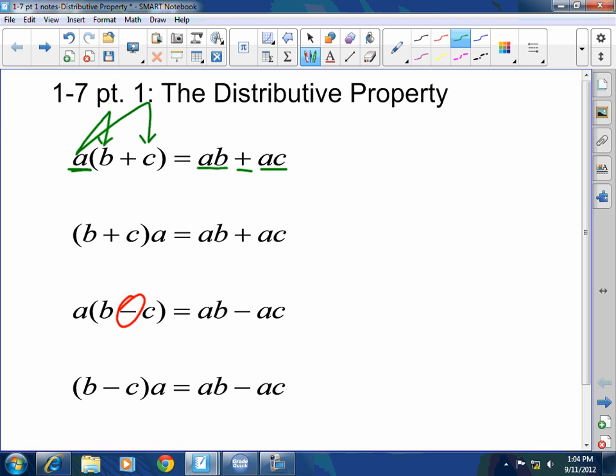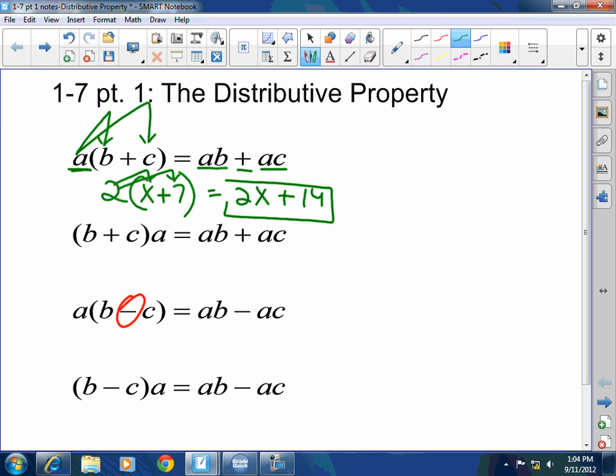How does this work? Well, I could give you, for example, 2 times x plus 7. 2 times x equals 2x. 2 times a positive 7 equals positive 14. Does that make sense? Awesome.